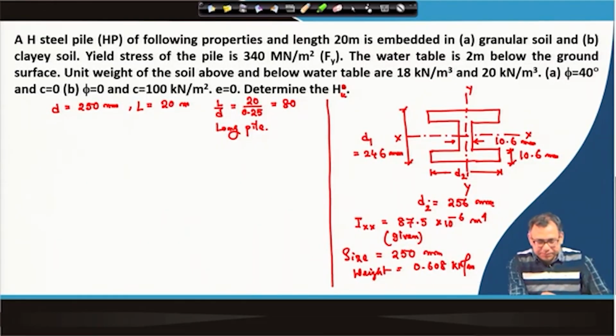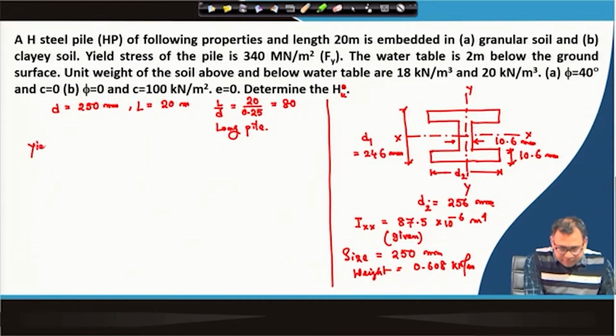D value is 250 millimeter, L value is 20 meter. So, L by D is 80. So, it's a long pile, definitely it will be a long pile. So, we have to determine what would be the value of the yield moment, because yield stress is given. So, based on that you have to calculate the yield moment. Water table is at 2 meter below the ground surface, and then the moment of inertia about the x axis, d1, d2 values, thickness of the web and the flange, all are given. So, now we will get the yield moment.